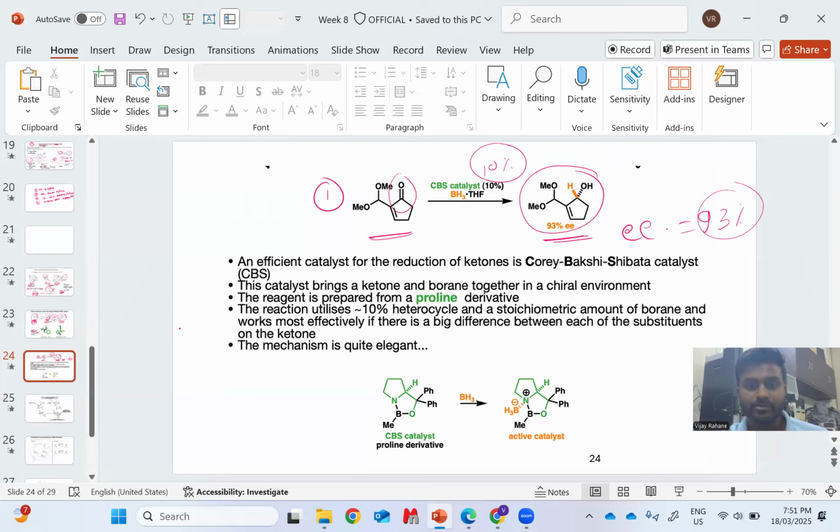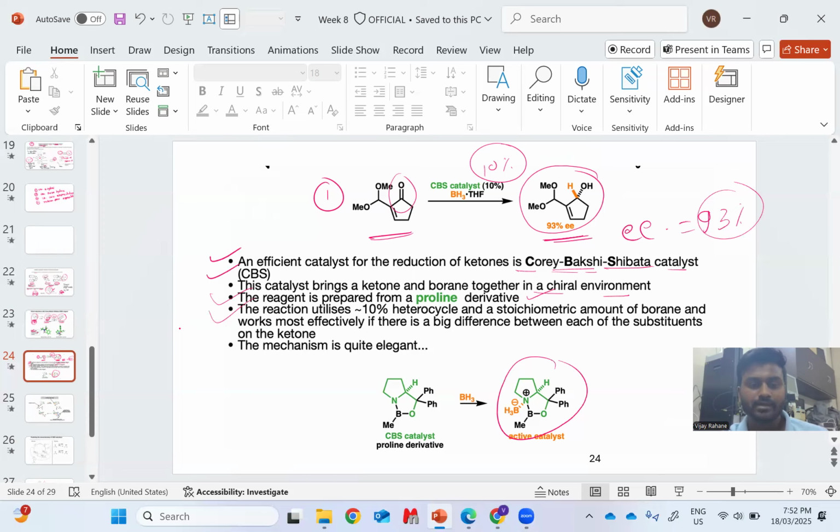An efficient catalyst for the reduction of ketones is the Corey, Bakshi and Shibata catalyst. This catalyst brings the ketone and the boron together in a chiral environment. You can see the intermediate and the active catalyst form, and when it reacts with the ketone, it gives enantioselective reduction. Further, this reagent, as discussed earlier, is prepared from a proline derivative, a commercially available starting material.